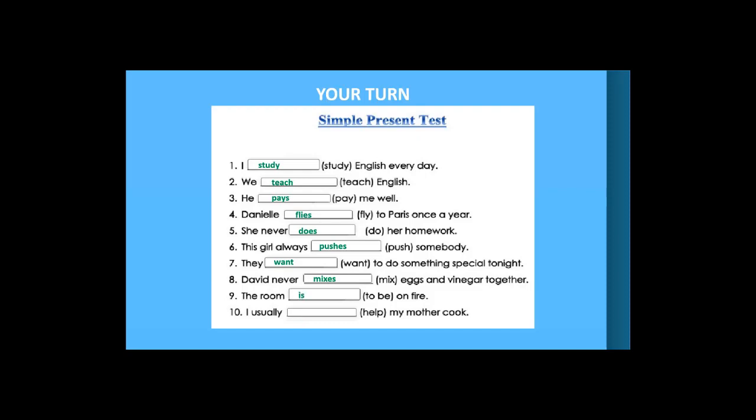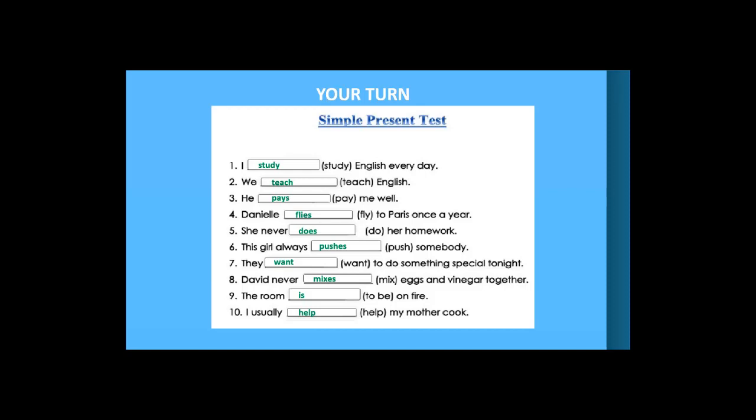Okay, so good, the room is on fire, okay? And the last one: "I" is the subject, I usually, and then "help" is the verb. What do we do with this? Okay, so no third person singular here, so that's just "help". It stays in its infinitive form.